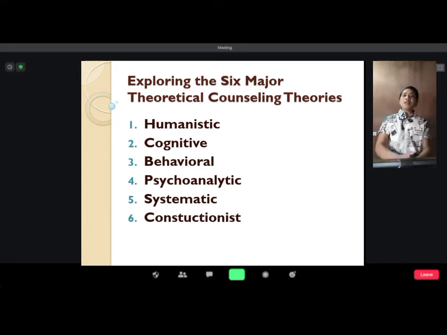Here are the six major theoretical counseling theories: humanistic, cognitive, behavioral, psychoanalytic, systemic, and constructionist. So what is this time? Constructionist. Let's discuss constructionist.